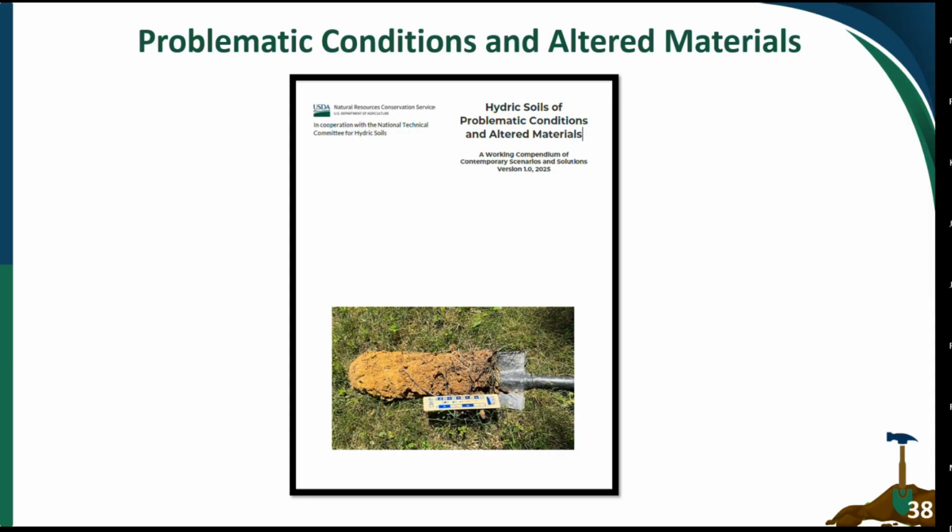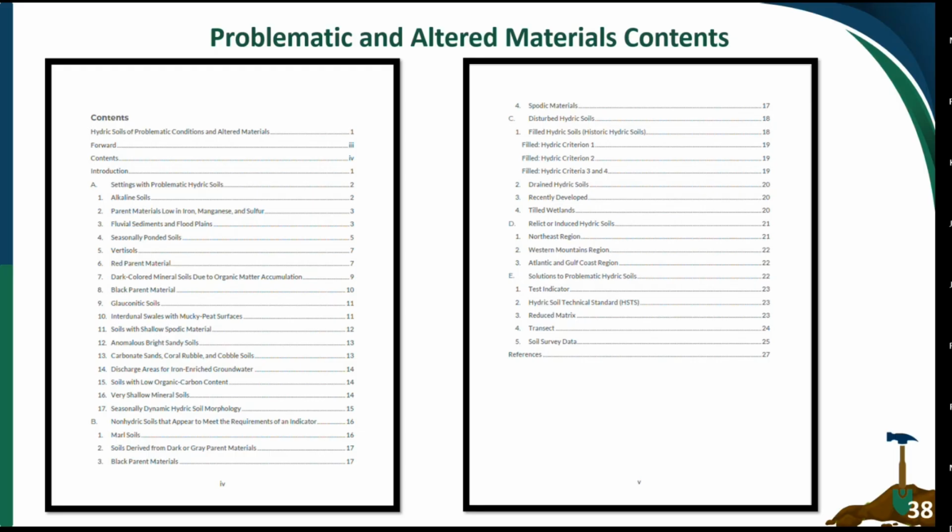This is currently only available as a PDF download from NRCS. We do also have a copy on our website at hammerenv.com under educational materials and resources. So here's a look at the table of contents. You can get an idea of the broad spectrum of items that are covered in this particular document. It is completely free and available for download.